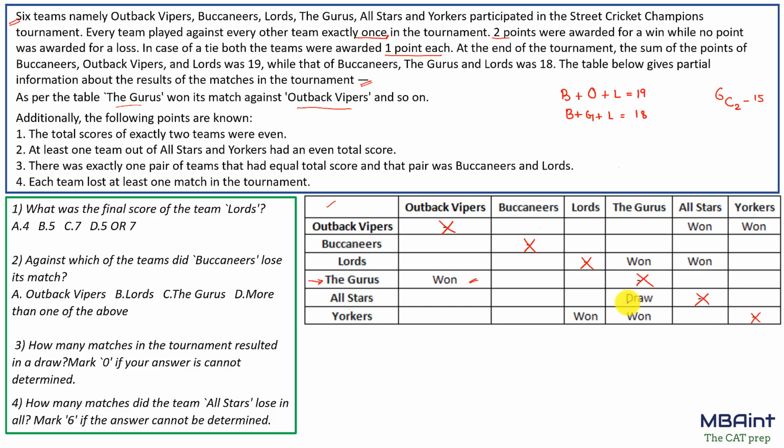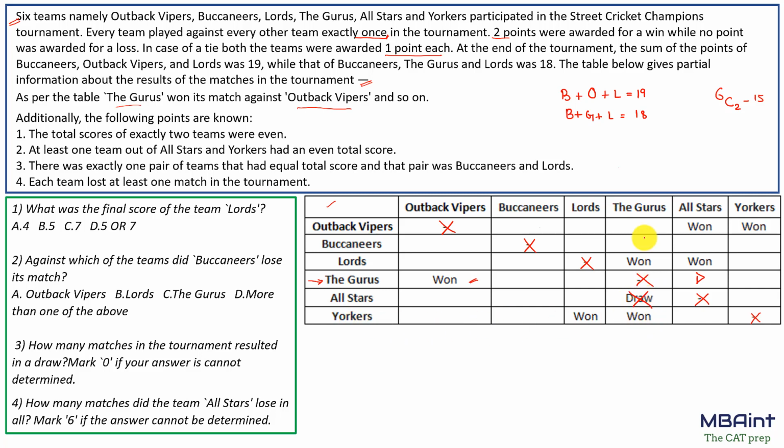Now this is a draw between Stars and the Gurus. So I'm using this complete half of the diagonal and skipping the other half, because it is not required and it would take a lot of time to match every time, right? So Stars and Gurus draw, Gurus and Stars draw. So I can write it like this and cross this because I don't need it now.